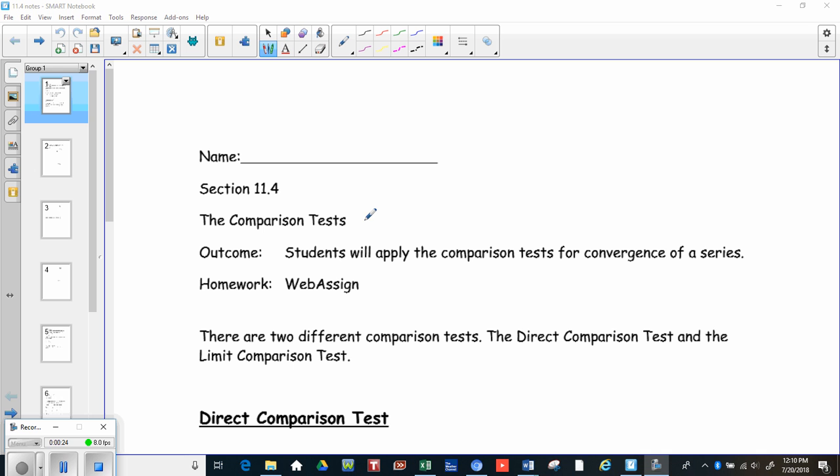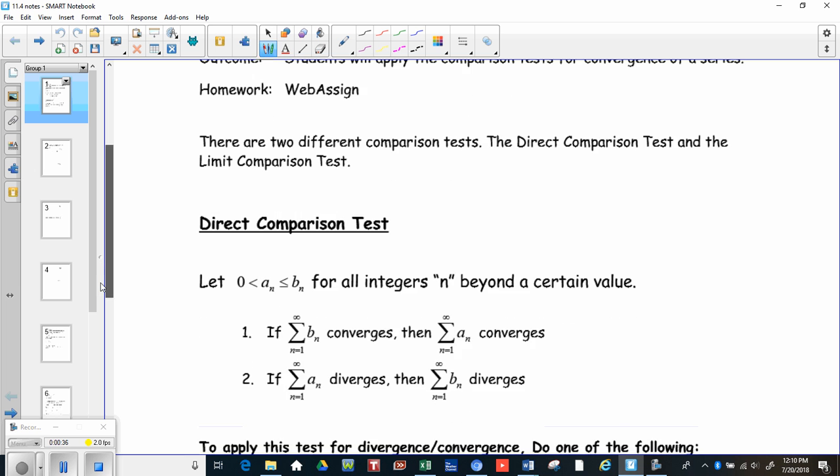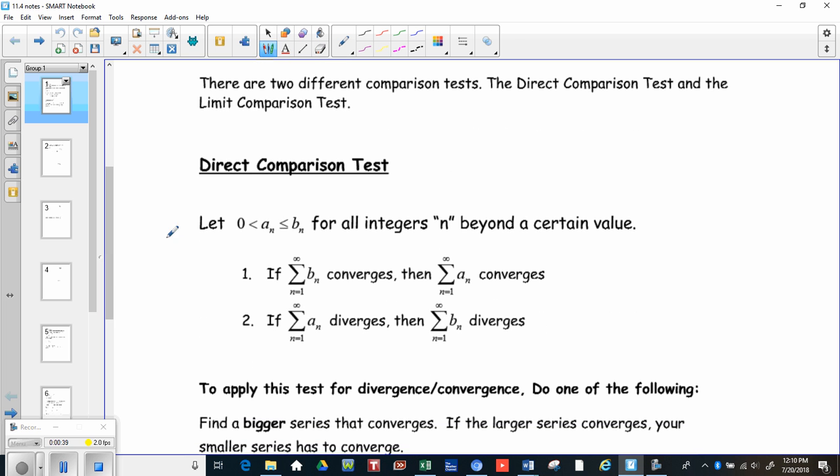Now, the one thing about the comparison test is it's not going to tell us anything other than convergence or divergence of a series. It will tell us that information. However, it's not going to tell us anything about the sum. So these are just tests for comparing, for telling convergence and divergence. Okay, so the first thing we're going to talk about is there are two different types. There's one which is called the direct comparison test, and then there's one which is called the limit comparison test.